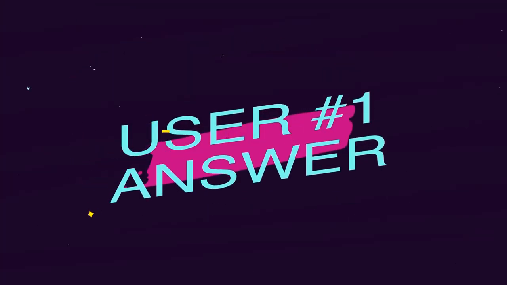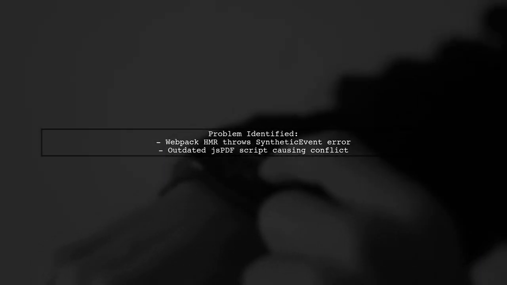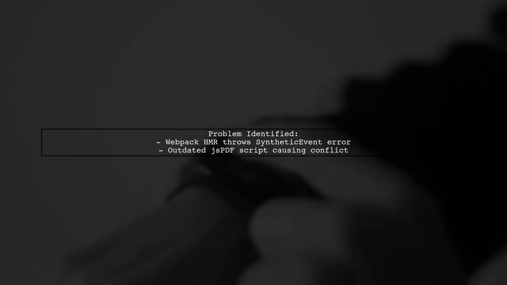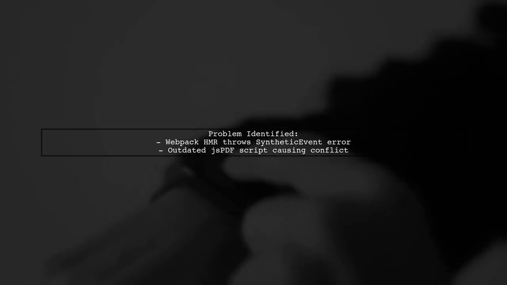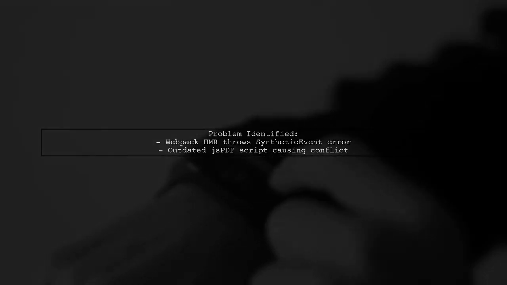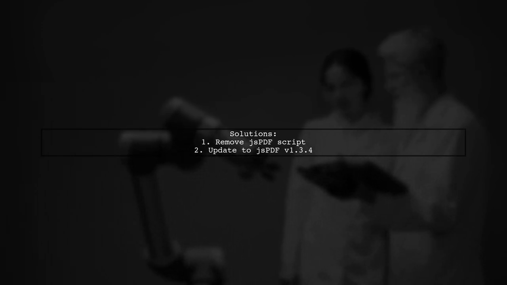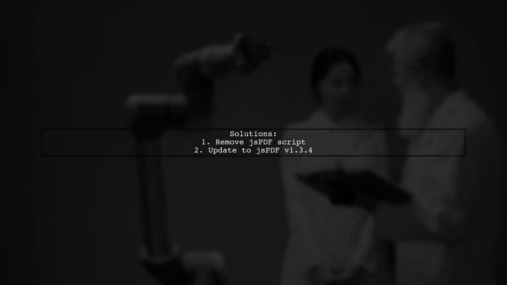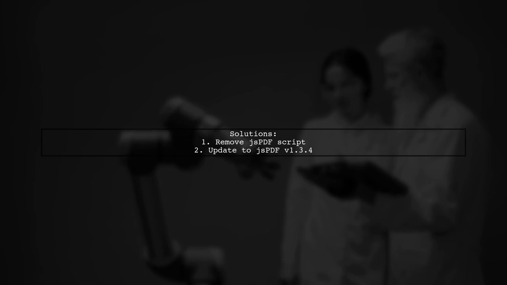Let's now look at a user-suggested answer. The issue with Webpack HMR throwing a React synthetic event error was traced back to an outdated jsPDF script. After migrating the app to a new stack, the error reappeared when the HTML structure was changed. The outdated jsPDF version 1.2.61 was no longer needed and had been reintroduced due to a merge conflict. The solution was to either remove the script or update to the latest version, which resolves the conflict.